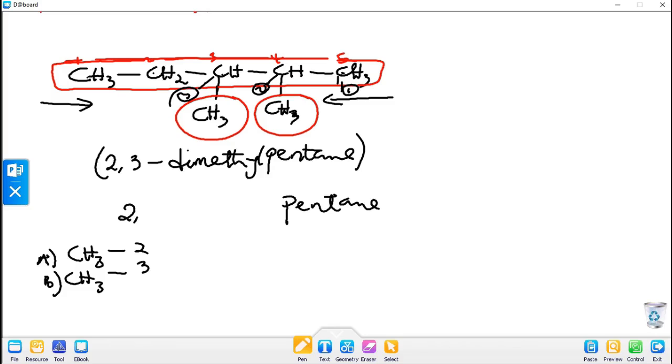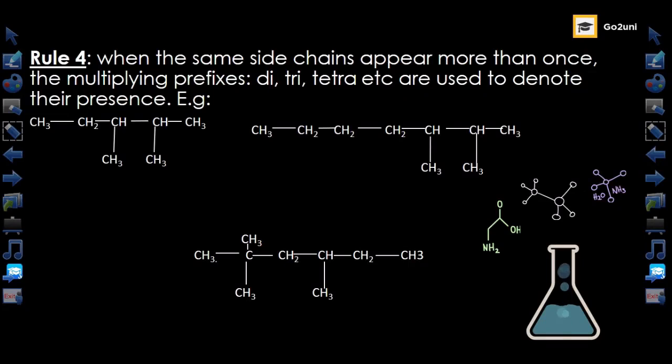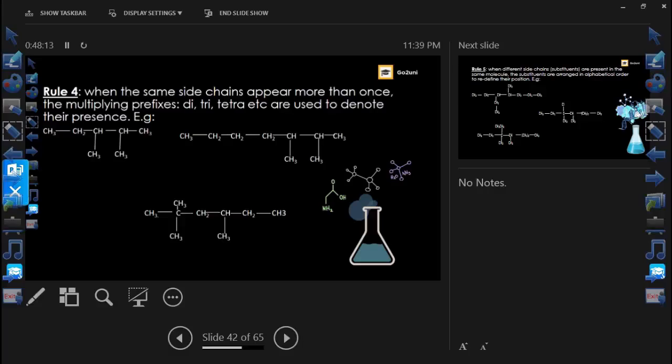So this is 2, 3. Numbers are separated from numbers with a comma, while numbers are separated from letters with a hyphen. So this is our compound, 2,3-dimethyl pentane. So let's take a look at the next structure.